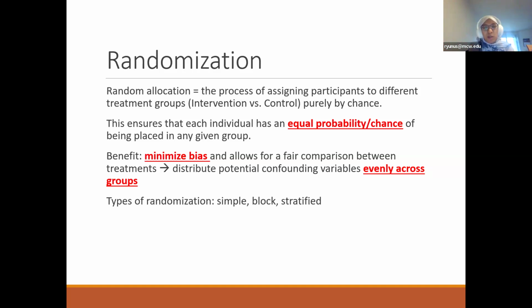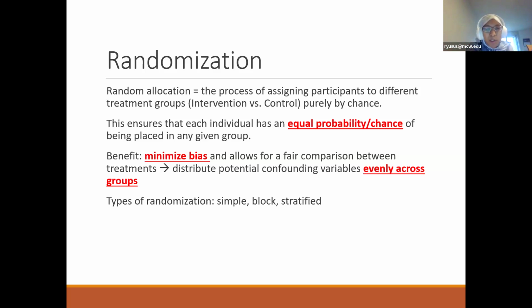Because when you do RCT, you have two arms, right? You have the intervention group and the control group. So when I say I perform random allocation, or when I perform randomization, it is basically the process of deciding who gets into the intervention arm and who gets into the control arm, but the process has to be random. That means it has to be purely by chance.